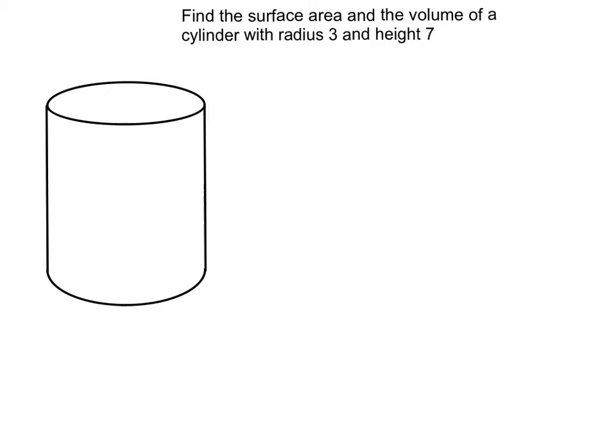Hello there. Time to do surface area and volume for a cylinder. Label the givens. Height is 7, with a radius of 3. Now we're going to stretch this out and form a net.